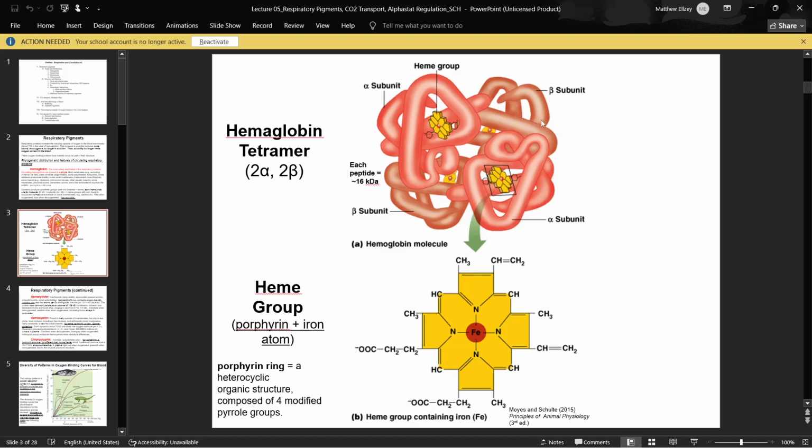Here we have a better look at things. This is a hemoglobin. It's a tetramer, so we have 2 alpha and 2 beta subunits, and we have these heme groups. You can see the beta subunits here, alpha here. You have these heme groups, which is basically this porphyrin ring with this iron in the middle. And this porphyrin group is basically just a modified structure composed of 4 pyrrole groups. So this is the structure we're looking at when we're talking about hemoglobin.